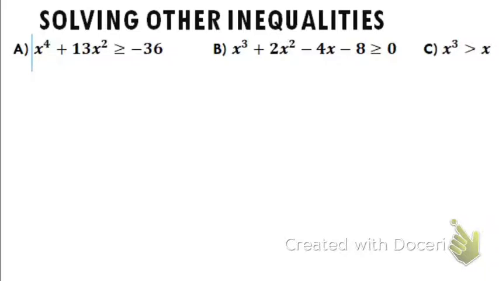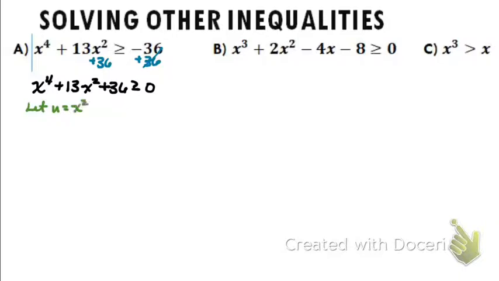First thing I would do on part A is get this set not equal to 0, but greater than or equal to 0. So I'm going to make the right hand side 0. What can I do with this now? Factor it. I'm going to use a little u substitution. Let u equal x squared. So I would have u squared plus 13u plus 36 is greater than or equal to 0.